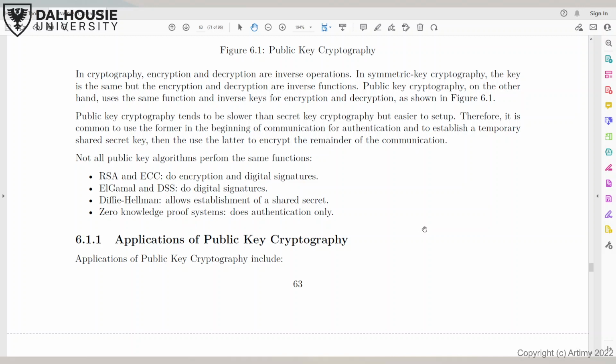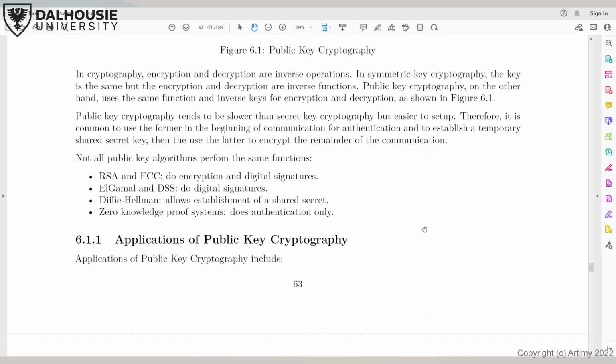In public key cryptography, we actually have different algorithms for different applications. RSA is one of the famous algorithms that does digital signatures and mainly encryption, right? We have DSS that does digital signatures. Diffie-Hellman is a very famous algorithm that allows both parties to create a secret key without actually sharing it over the same channel, which is great, right?